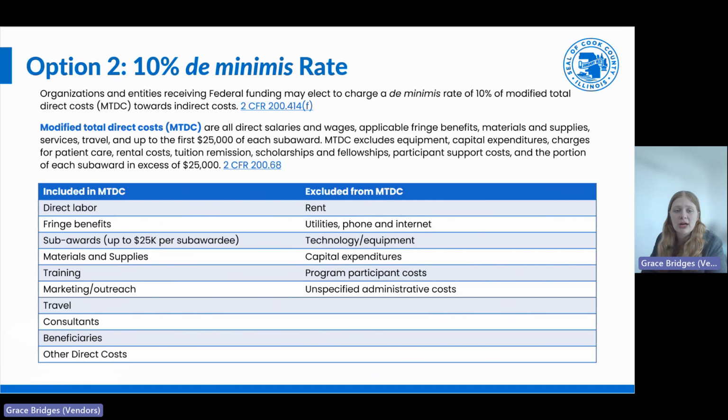Note that the modified total direct costs and direct costs themselves are different. Even though these particular items are excluded from the MTDC, that does not mean that they can't be charged as direct costs against the program. The only thing that it means is that these can't be included in the calculation for indirect costs.